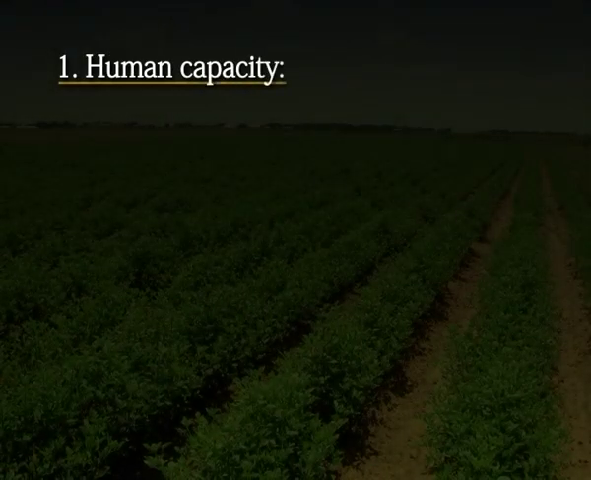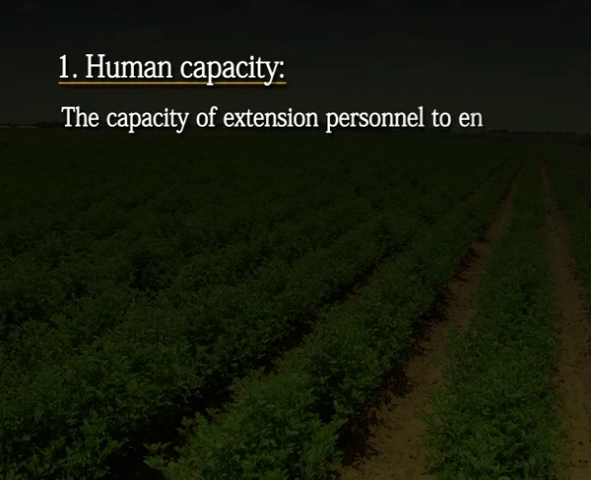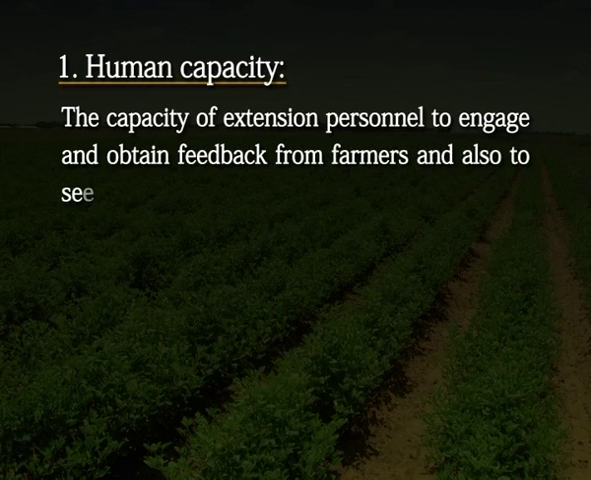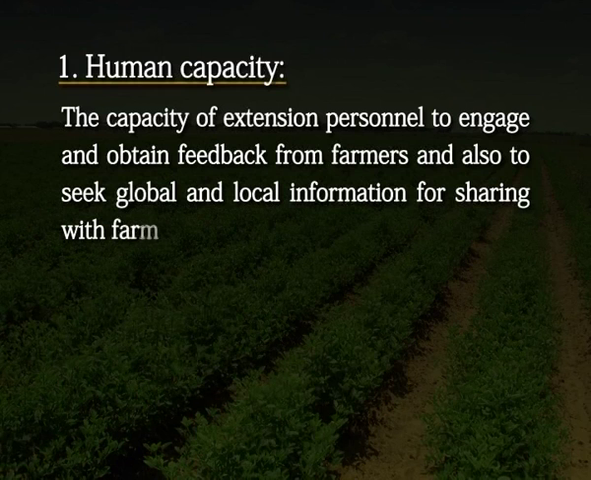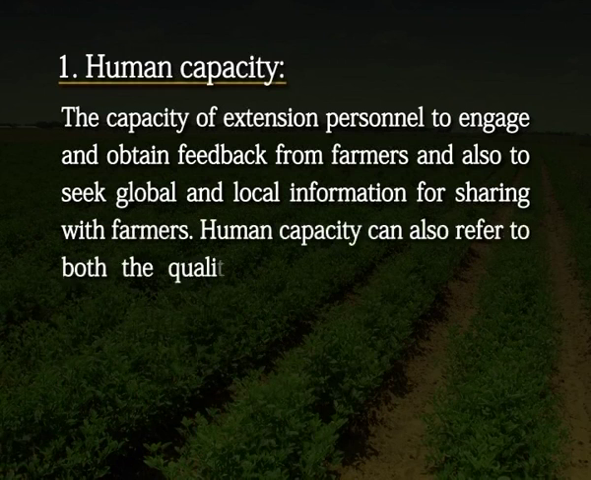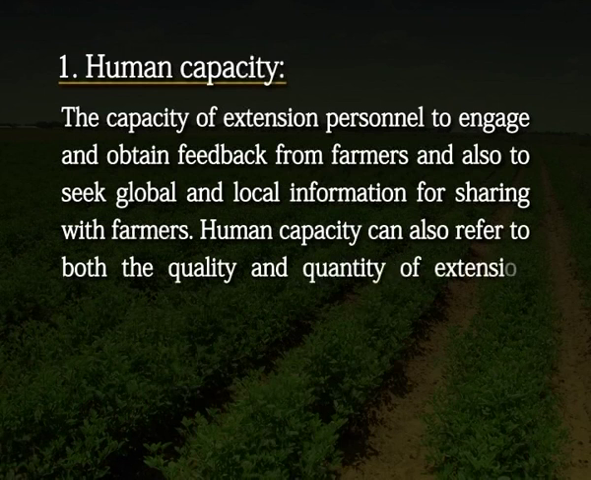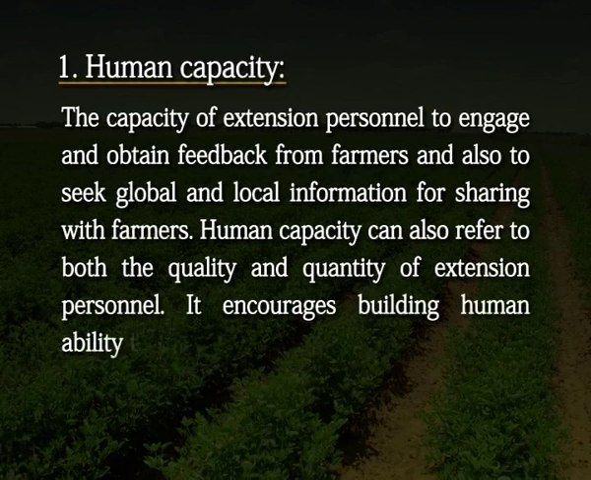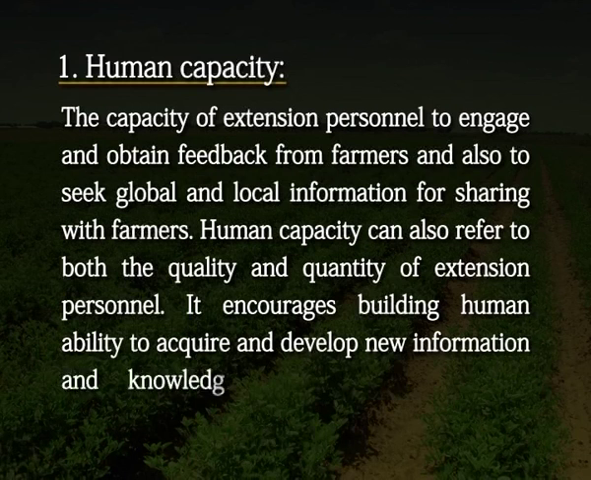1. Human capacity. The capacity of extension personnel to engage and obtain feedback from farmers and also to seek global and local information for sharing with farmers. Human capacity can also refer to both the quality and quantity of extension personnel. It encourages building human ability to acquire and develop new information and knowledge in order to increase productivity.